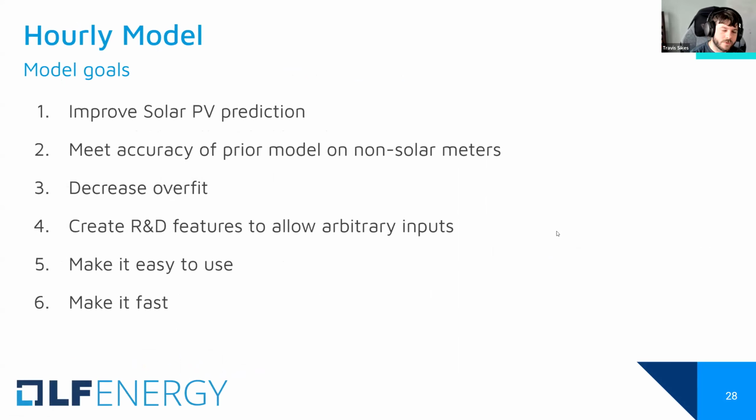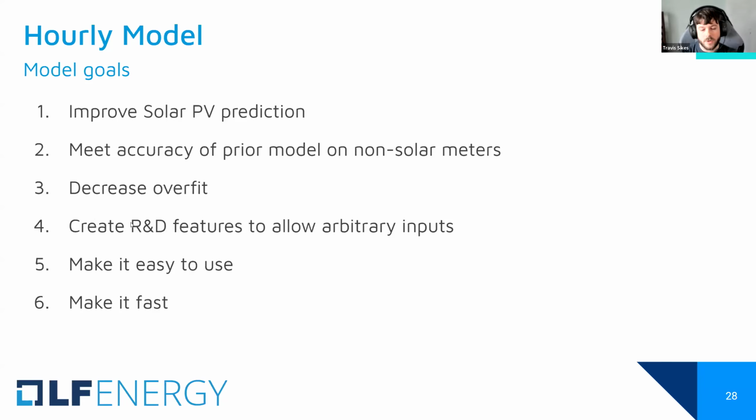Let's start with the model goals. Improve solar PV production, meet the accuracy of the prior model, which another way to put this is do no harm, since we're replacing the prior model. Three, decrease the overfit, because as Adam mentioned, having those 4,200 potential parameters, it's likely that the old model was pretty overfit. So can we fix that?